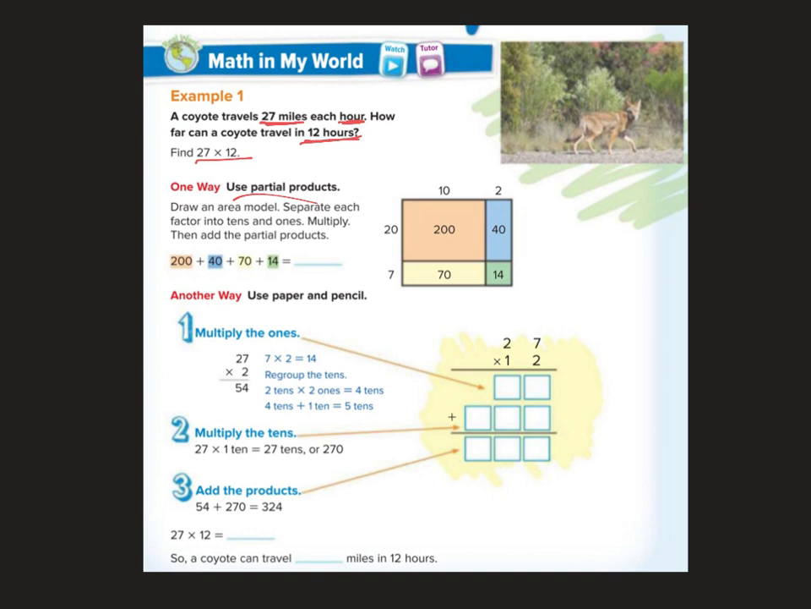So 12 is 10 plus 2. 27 is 20 plus 7. Okay, so we broke them up using expanded form. So then what I'm going to do is I'm going to say, okay, 20 times 10 is 200. 20 times 2 is 40. I'm going to come down here and I'm going to do 7 times 10 is 70. And 7 times 2 is 14. Then I need to add together 200 plus 40 plus 70 plus 14.